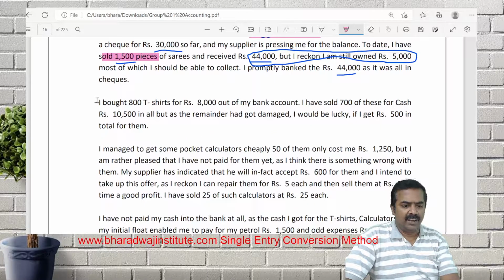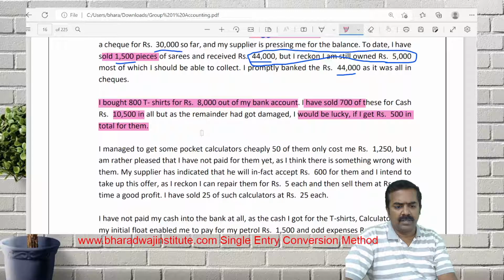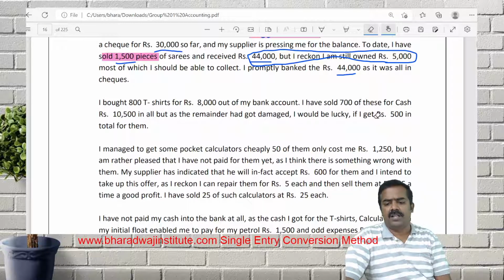Then I bought 800 t-shirts at 8,000 out of my bank account. How many have I sold? 700 of these for cash, 10,500. The remaining got damaged. I will be lucky to get how much? 500 out of them. So how many t-shirts did he buy? 800. Out of that, how much sold out? 700 is sold out. How much balance is there? 100 t-shirts will be there.